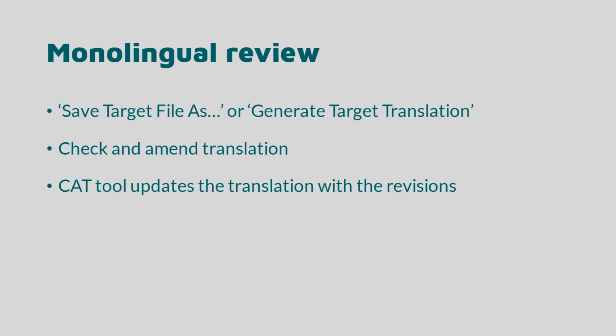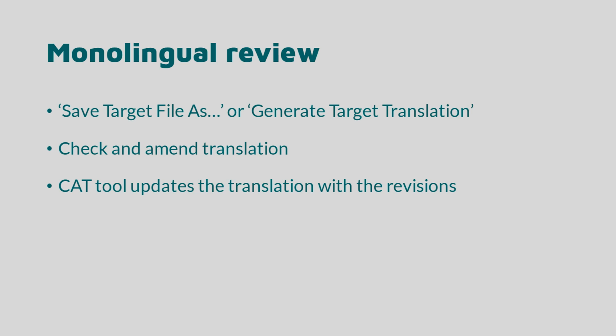For the purposes of review, which we recall is also known as monolingual editing and may be carried out either by a subject matter expert appointed by the agency or one chosen by the client, it's necessary then to generate a monolingual document for the reviewer. A CAT tool will usually include an option to save the target file as, or perhaps it might be known as generating the target translation, which produces a version of the target file in its original file format.